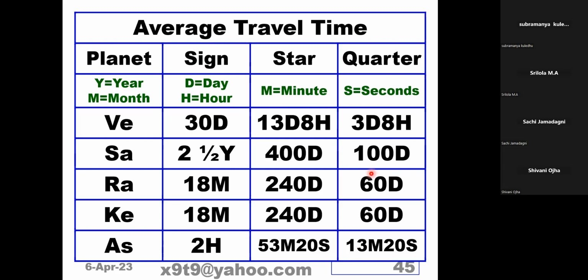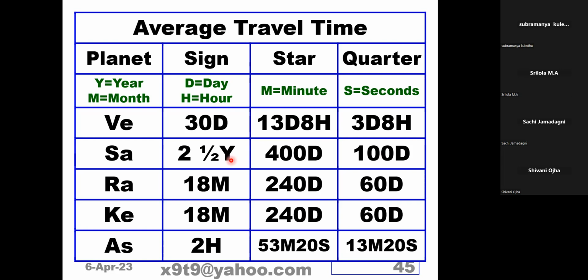Then Rahu and Ketu take 60 days in a quarter or pada, 240 days in any nakshatra, or 1.5 years in every sign. The last one is Saturn, which is the slowest one. You're able to follow? Yes, sir.